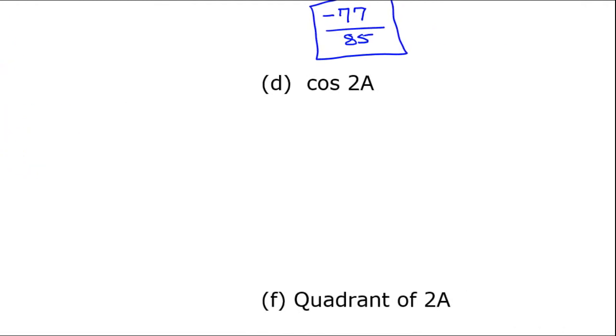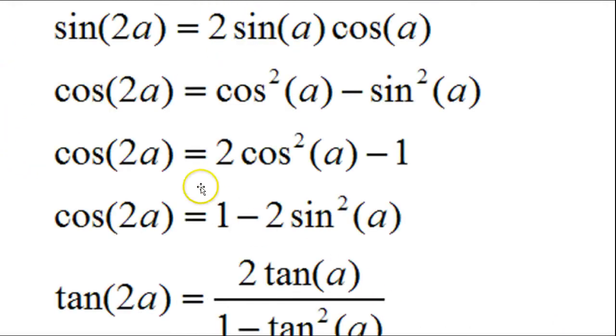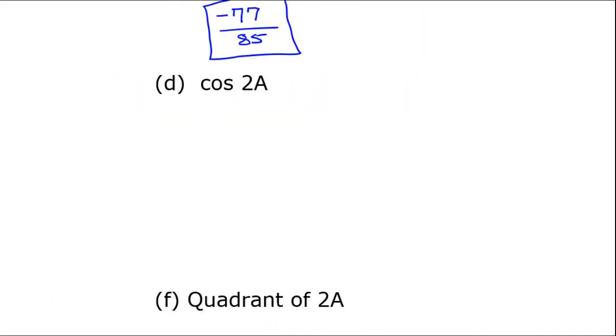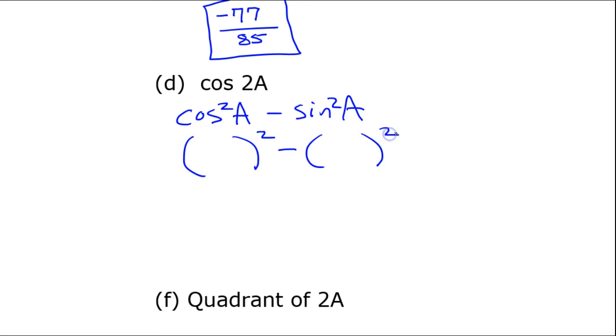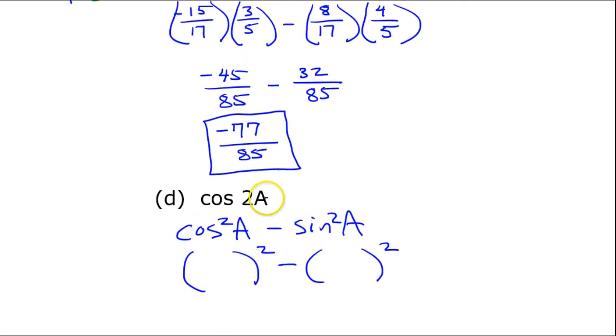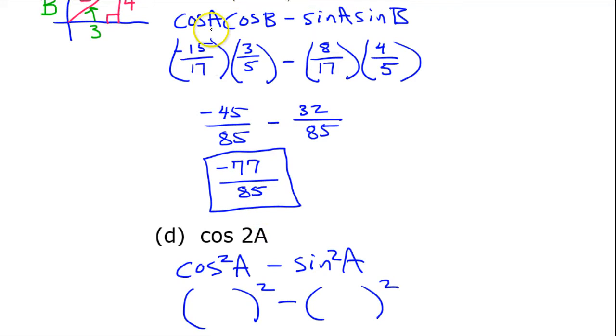Okay, similarly, for cosine 2A, well, I have my choice of 3 formulas. I'm just going to use the first one, cosine squared minus sine squared. So that's going to be cosine squared A minus sine squared A. Okay, well, cosine A was negative 15 over 17, and sine A was 8 over 17.